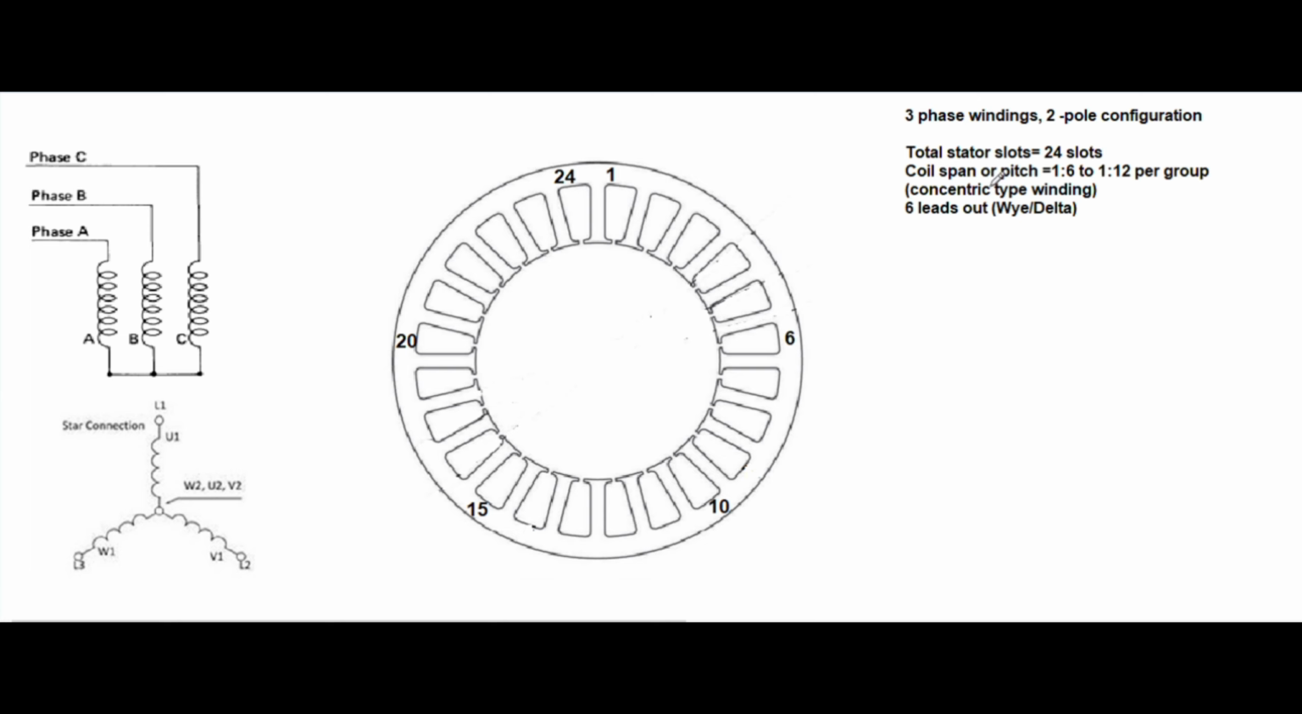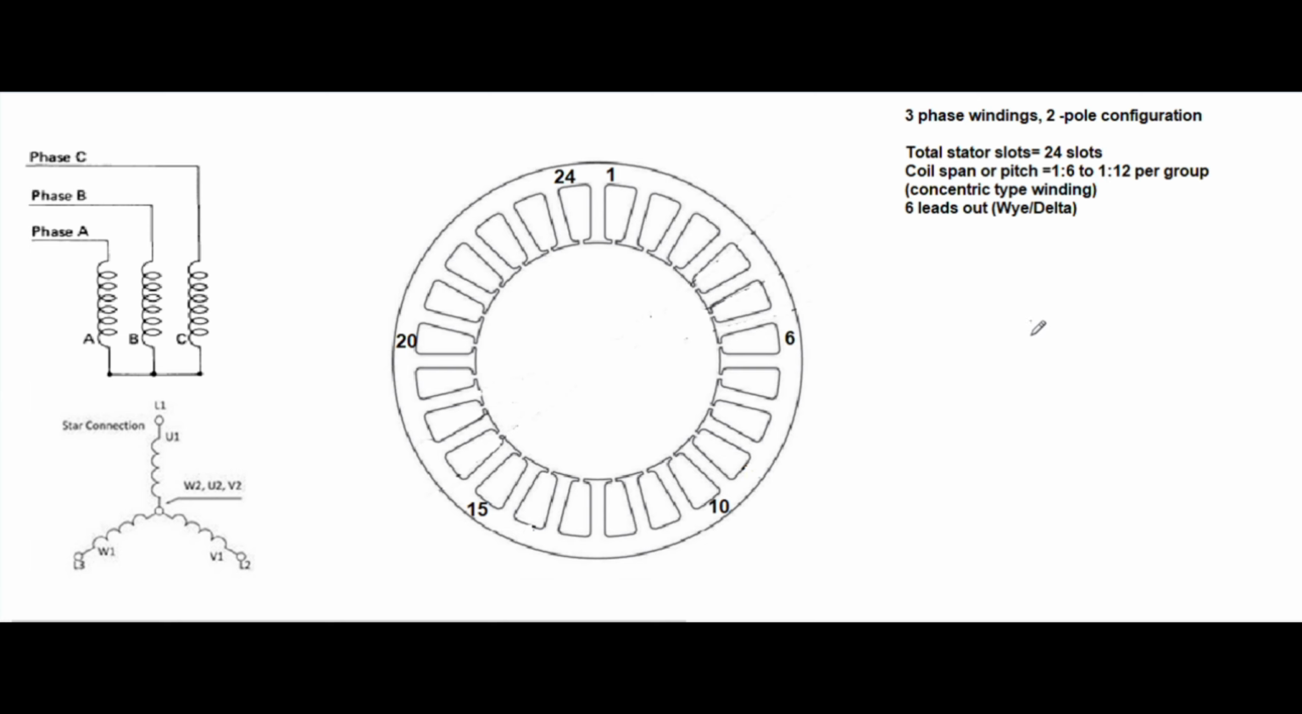When we say coil span, that refers to the distance of the first slot to the next slot where we are going to place the coil. We have 4 coil pitches here, or coil span 1 to 8, 1 to 10, 1 to 12. So we will be having 4 coils per group: 1 to 6, 1 coil; 1 to 8, 1 coil; 1 to 10, 1 coil; 1 to 12, 1 coil.